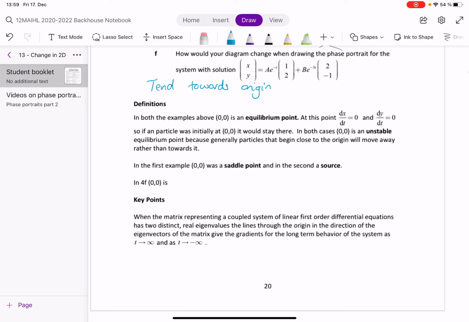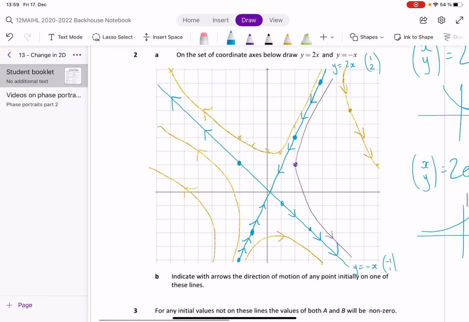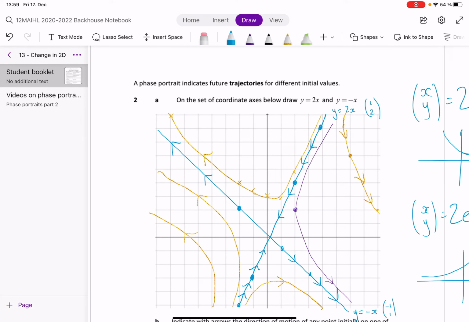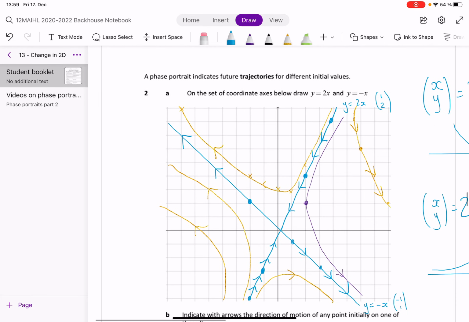In these examples, 0, 0 is an equilibrium point in the examples above. So if it's initially at the origin, it will stay there. In both cases, 0, 0 is an unstable equilibrium point because generally particles that begin close to the origin will move away rather than towards it. In the first example, 0, 0 was a saddle point. Okay, so that was this one. That's the name for that type of equilibrium point. It's a saddle point. Or sorry, it's not an equilibrium point. As we get towards the origin, in this, it's going to move away from the origin.